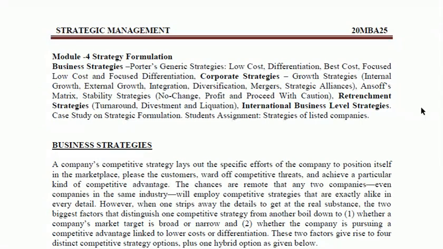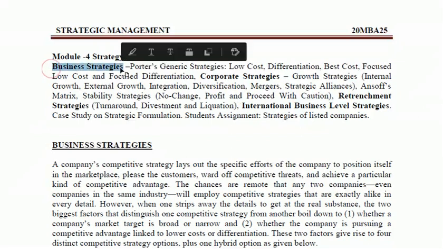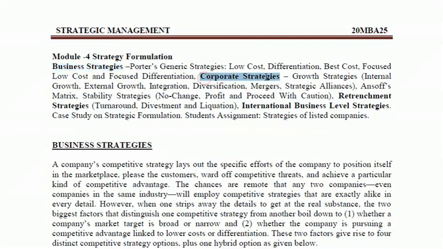This is the lecture of Module 4 of Strategic Management, which is strategy formulation. In this module, there are business strategies, which have been mentioned in the syllabus. There are corporate strategies, okay. Then there are retrenchment strategies, and then there are international business level strategies. So basically four kinds of strategies have been mentioned in the syllabus.